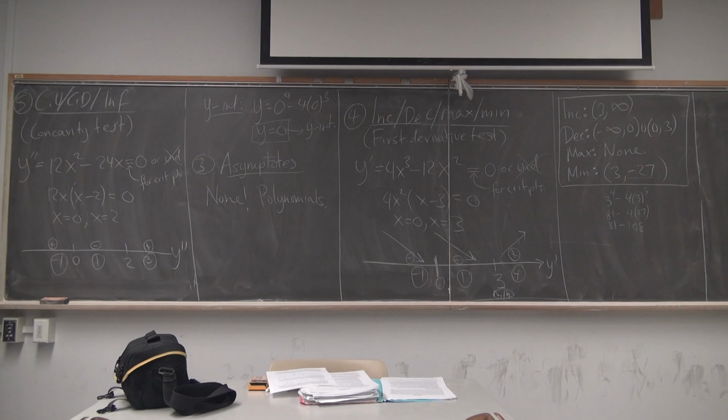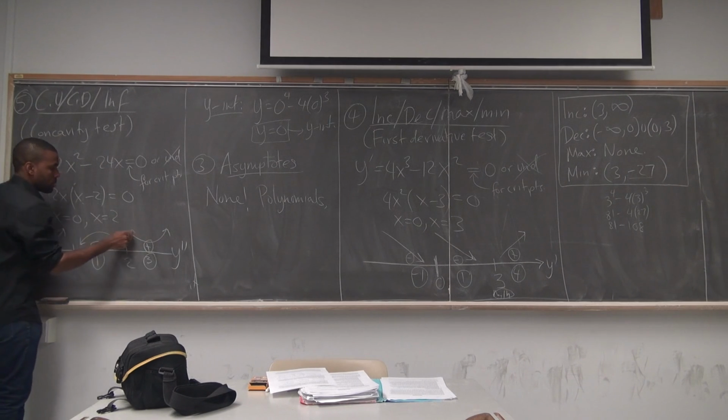What does positive mean in the second derivative? Increase? No. Concave up. So it means shaped like a smiley face. Negative: concave down, shaped like a frowny face. Positive: concave up, shaped like a smiley face.